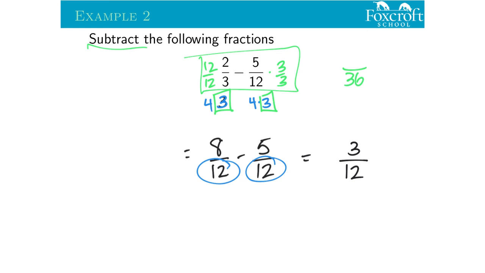And this is the first one we've had where this is not actually the final answer, because 3 and 12 are both divisible by 3. So my final answer is 1/4, because those are going to cancel.